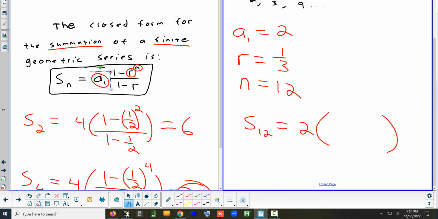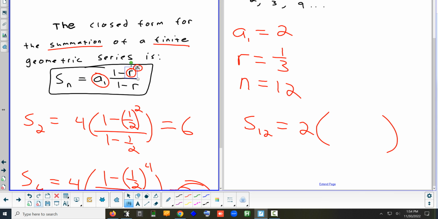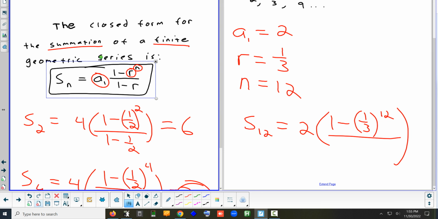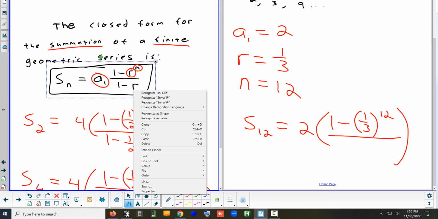First term times 1 minus r to the n. So 1 minus, what's r? 1/3. And what power are we going to raise the 1/3 to? 12. All divided by 1 minus r. We can simplify it if we want. What's 1 minus 1/3? 2/3.